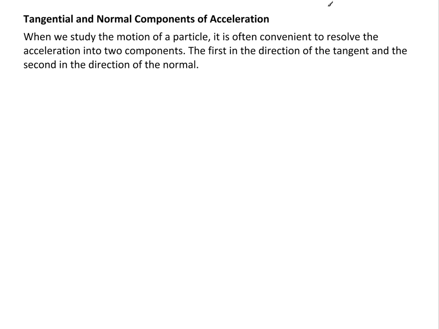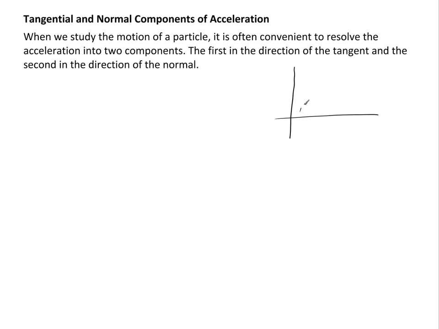When we study the motion of a particle, it's often very convenient to resolve the acceleration into two components. The first being the direction of the tangent, and the second being in the direction of the normal. What does this mean? Well, let's draw a quick picture.